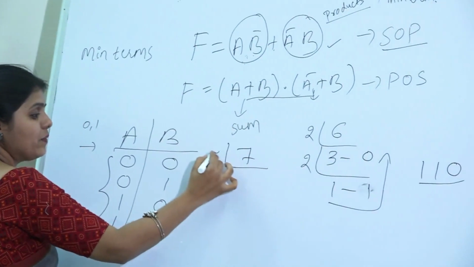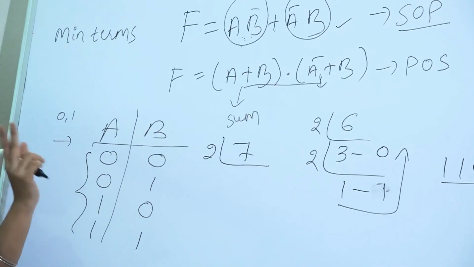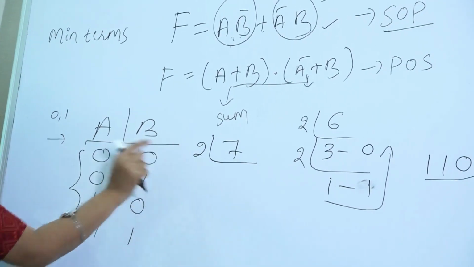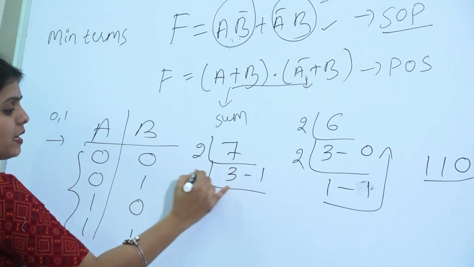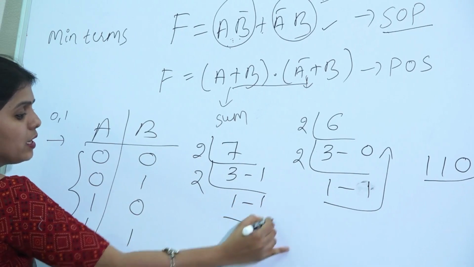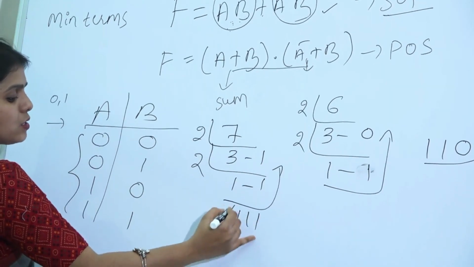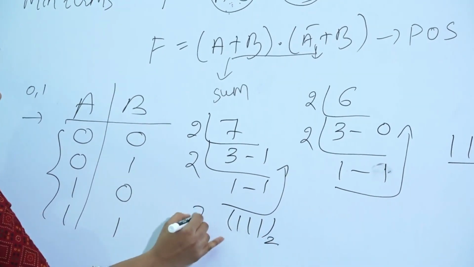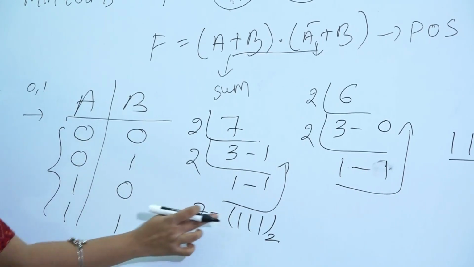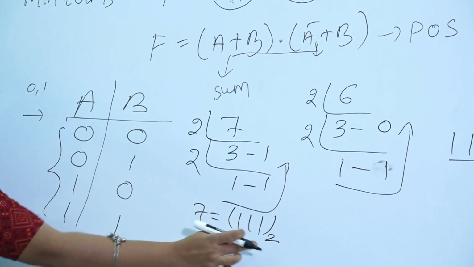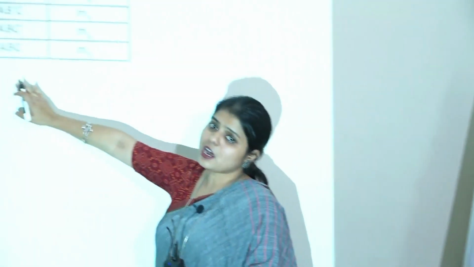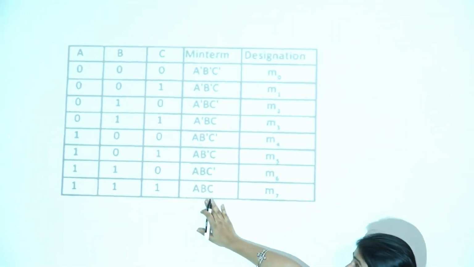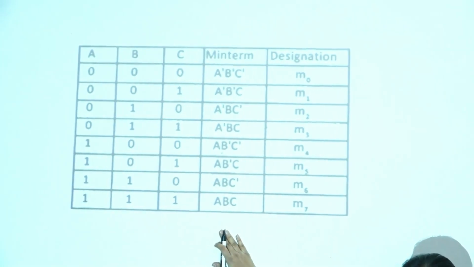When I take the number 7, I divide it by 2, because we have two binary digits, 0 and 1, and that is the reason I am dividing by 2. So 2 3s are 6, remainder 1, and then 2 1s are 2. So 7 is represented as 1 1 1 in binary. This is how I generated 8 different combinations for 3 input variables.